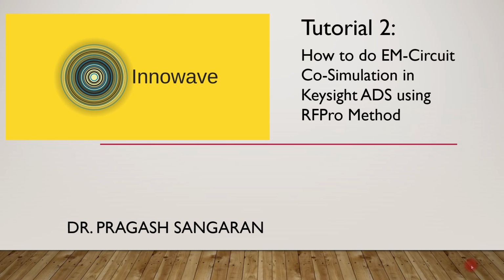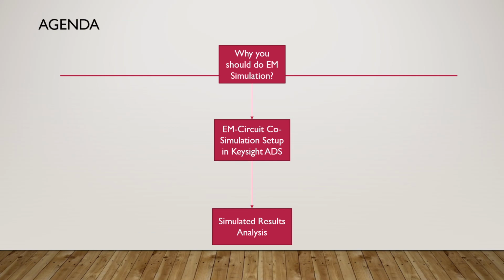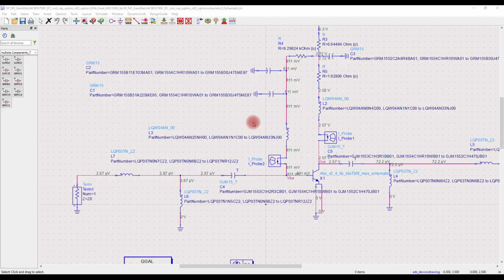In this tutorial 2, we are going to learn how to do EM circuit core simulation in Keysight ADS using RF Pro method. RF Pro is a new EM circuit core simulation method in Keysight ADS. I'm going to start my presentation by explaining why you should do EM simulation, followed by EM circuit core simulation setup in Keysight ADS using RF Pro method, and finally I'll be discussing simulated results for the LNA.